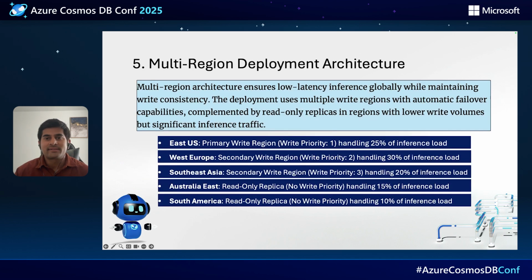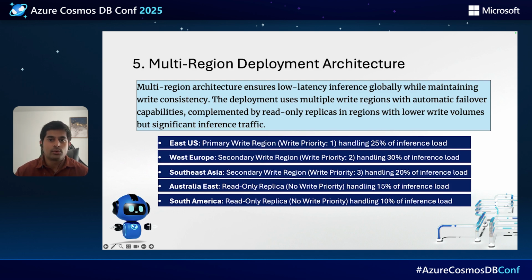Next, let's take a moment to look at how multi-region architecture helps us to scale globally while keeping performance and consistency in check. So first, let's ask why multi-region, right? If you look at inference workloads, which are often global, users might be interacting from different parts of the world. So multi-region deployments ensure low latency responses everywhere without sacrificing consistency.